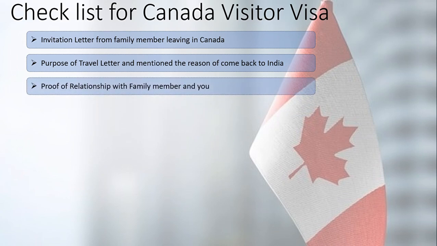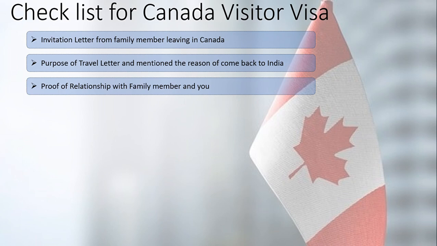Next, proof of relationship with the family members. For the persons who are providing you the invitation for the family visit, you also need to prove the relationship, whether it's your brother, your son-in-law, your uncle or anything else. You need to provide the evidence that you really have the relationship.